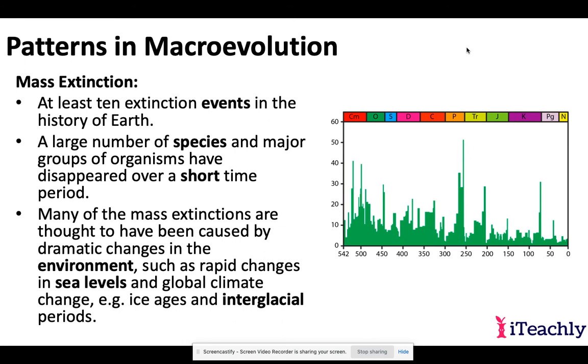Okay, so mass extinction: there have been at least 10 extinction events in the history of Earth. This is when large numbers of species and the major keystone organisms disappear over a very short period of time. It's usually caused by a dramatic change and shift in the environment and in the ecosystem. That's what climate change is doing right now. It's causing a major shift caused by humans. Ice ages are an example of this.